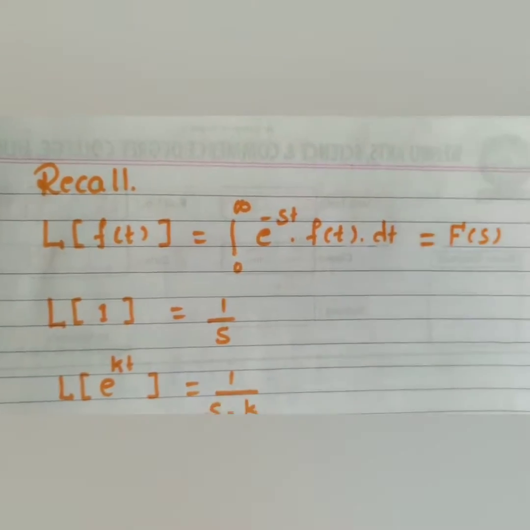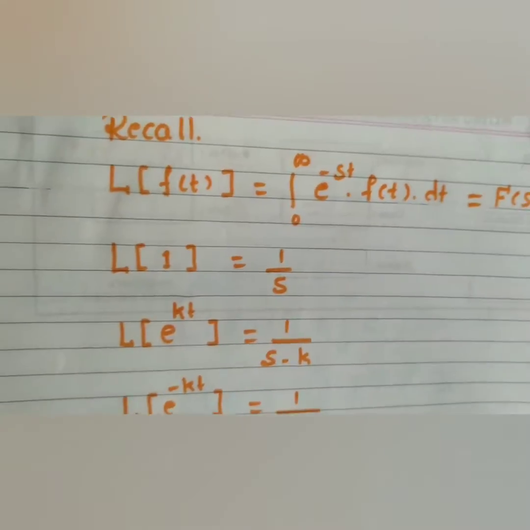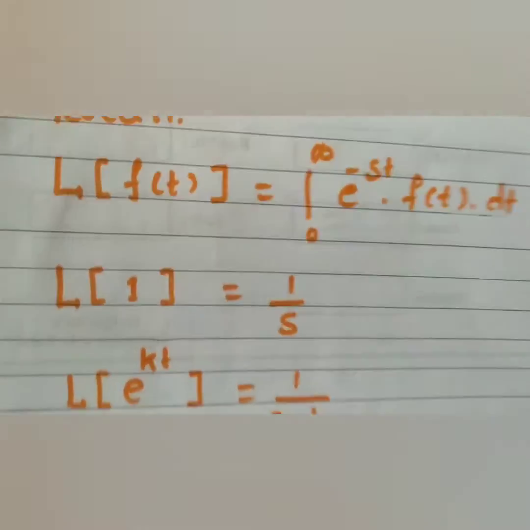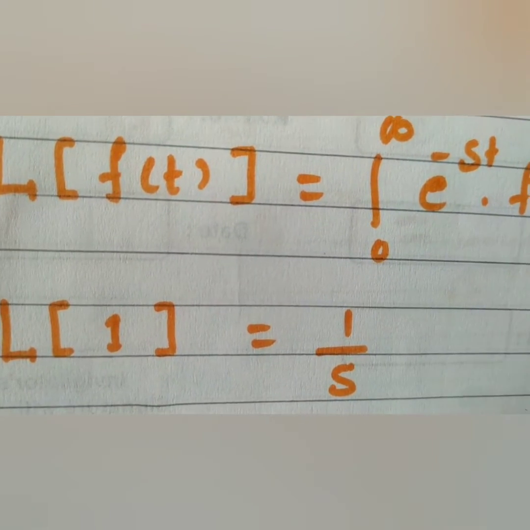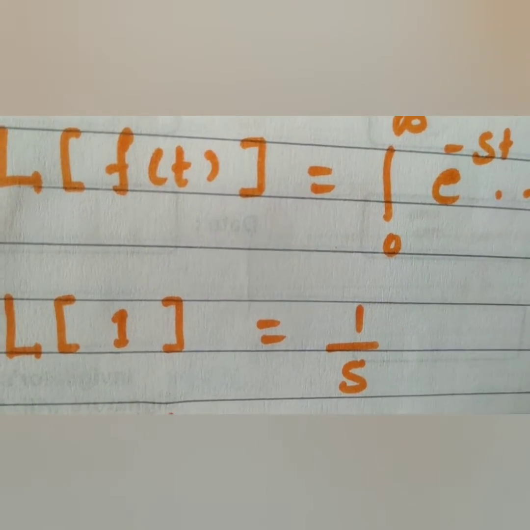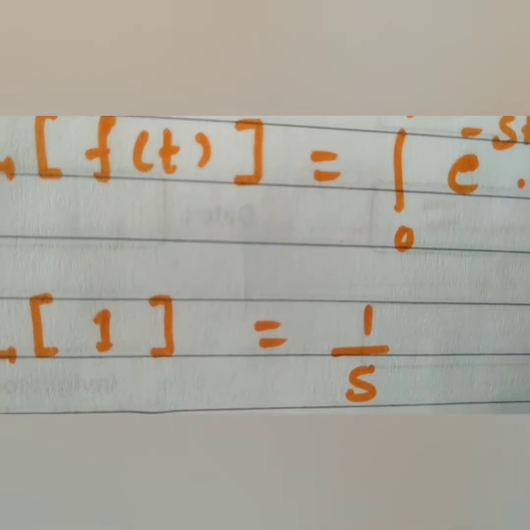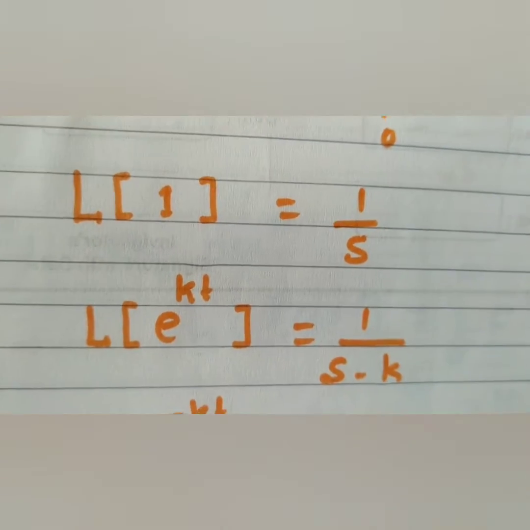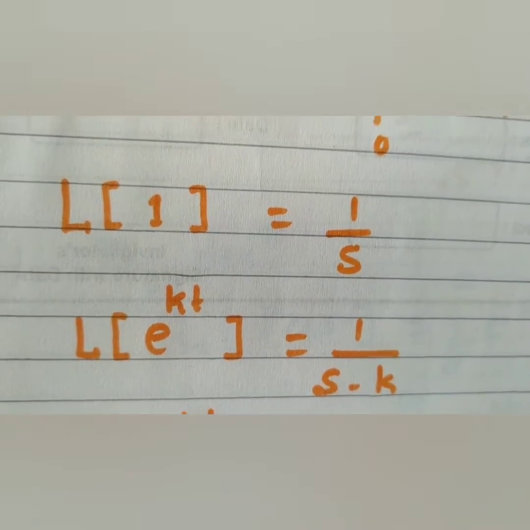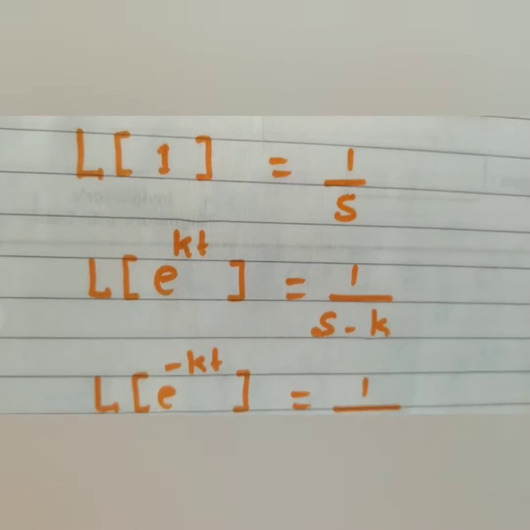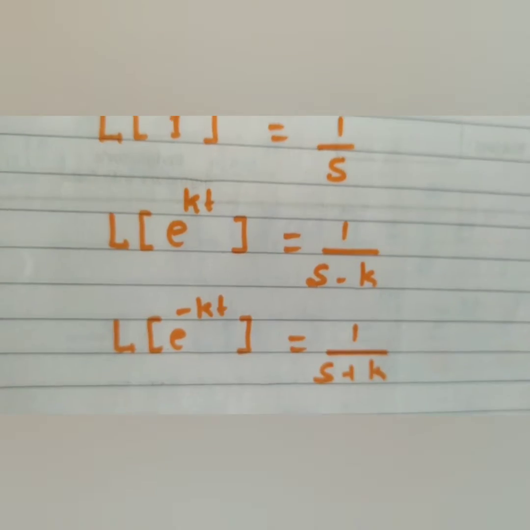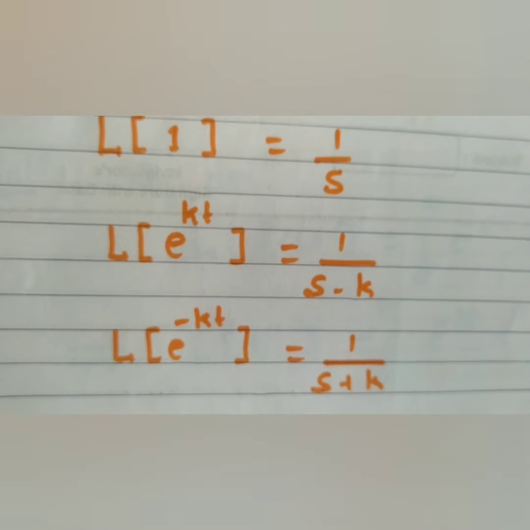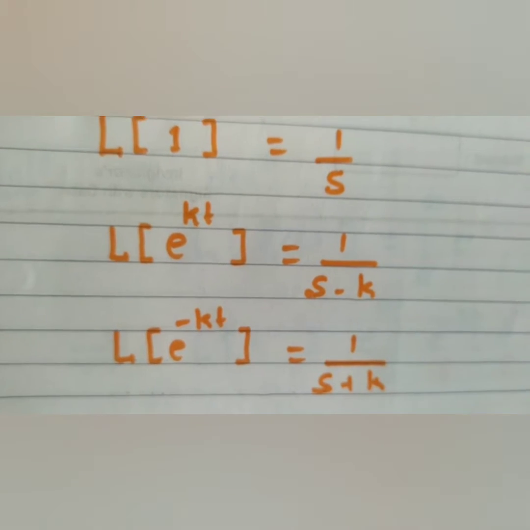Now, from this definition, we already did certain results. What is L of 1? The L of 1 is 1 by s. By practice, you have to remember this one. And L of e raised to kt is 1 by s minus k, and L of e raised to minus kt is 1 by s plus k, where k is the constant in both cases.